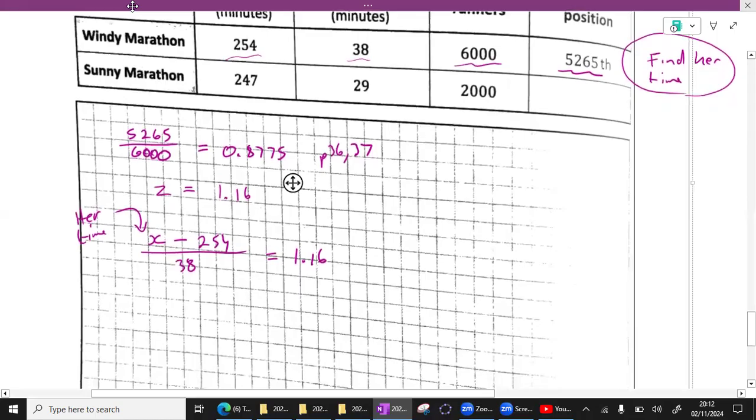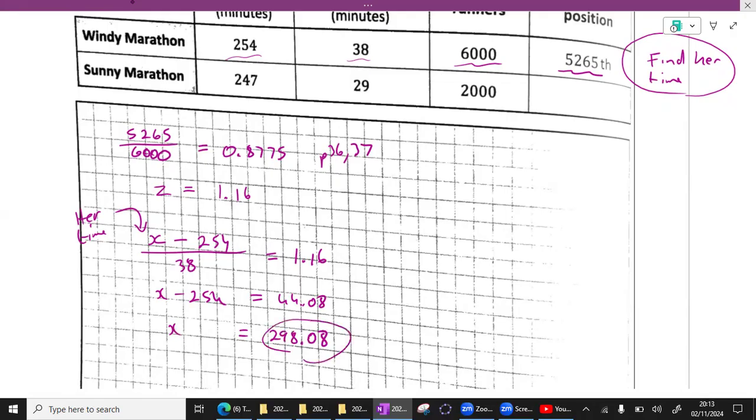So we cross-multiply. Cross-multiplying here, I have 1.16 times 38. So that is 44.08. And then we add on our 254 when we move it over. So x is equal to 298.08. Now, that's her time. That's actually the time that she got in that race.